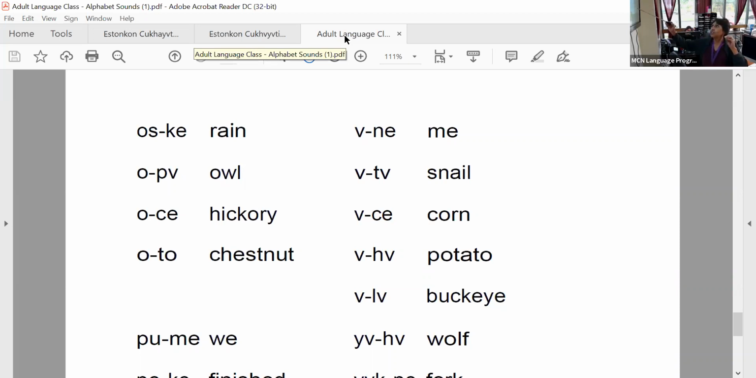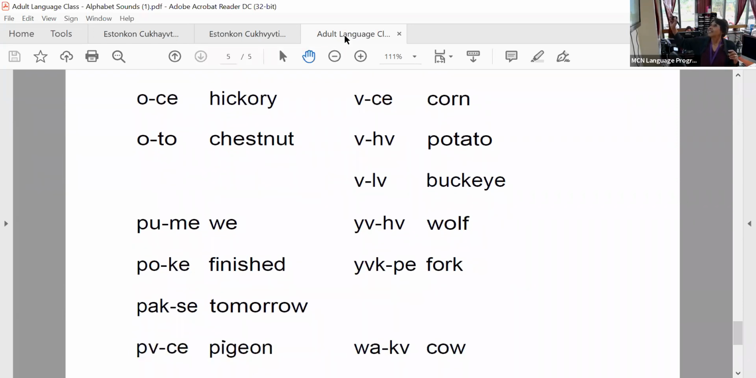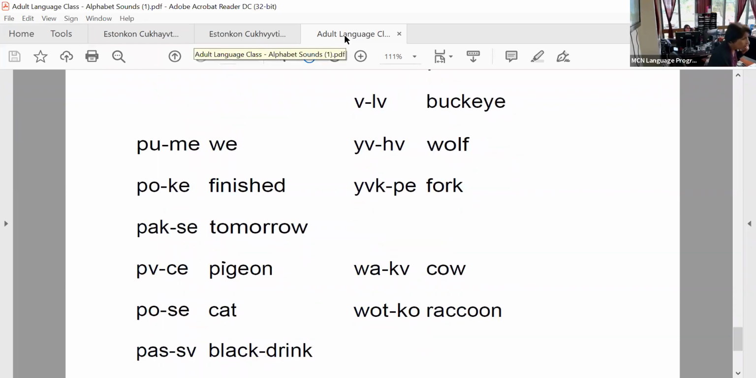Okay? Make this yours. A buckeye, alla. A wolf, yaha. When you put those together, it's wolf. But like I said, half the population will say wolf and you say yaha. That's yours. Yuppie. Okay, this says fork, but this is yuppie like in a road or a tree branch like this. Not an eating fork, but something that's like this is called yuppie.